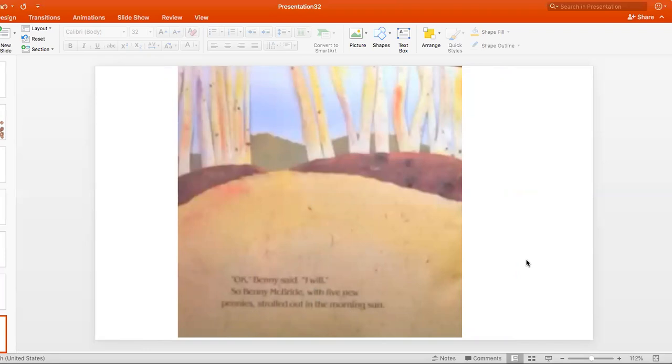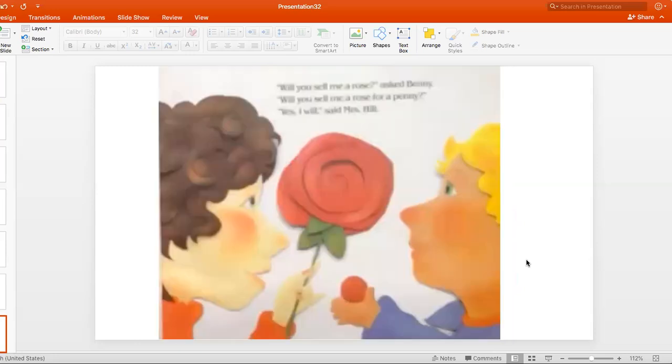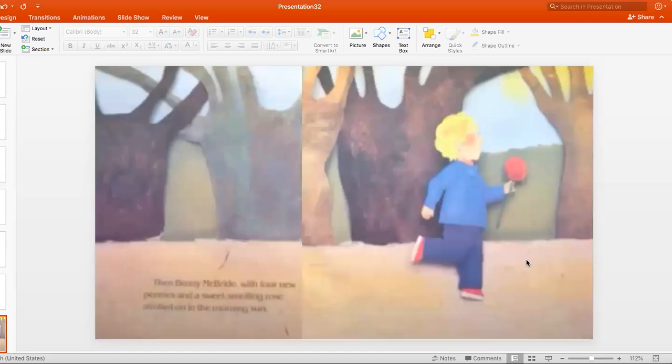So Benny McBride, with 5 new pennies, strolled out in the morning sun. Let's see what he could buy with 5 pennies. What do you think? A woman was cutting roses. Her name was Mrs. Hill. Will you sell me a rose? asked Benny. Will you sell me a rose for a penny? Yes, I will, said Mrs. Hill. Wow, that is a really good deal. Then Benny McBride, with 4 new pennies and a sweet-smelling rose, strolled on into the morning sun.